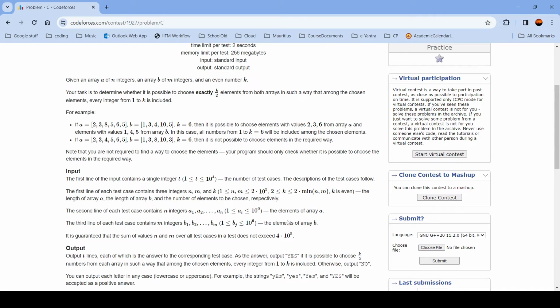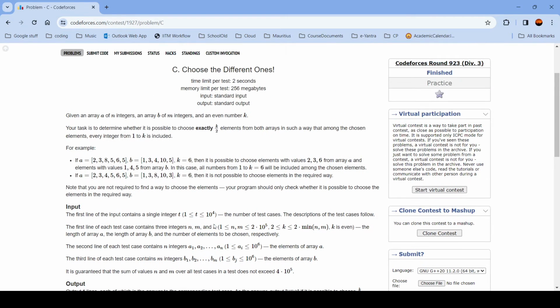Okay, so we'll now look at problem C. We have 2 arrays, one A with n integers and one B with m integers, and we are given an even number k. So we'll have to choose exactly k/2 elements from A and exactly k/2 elements from B, in such a way that when combining these total k elements, we'll get all the integers from 1 to k. So let's look at this example.